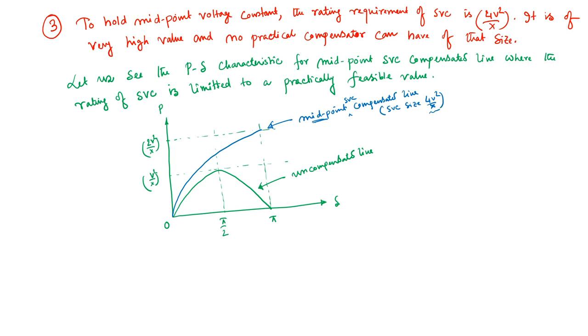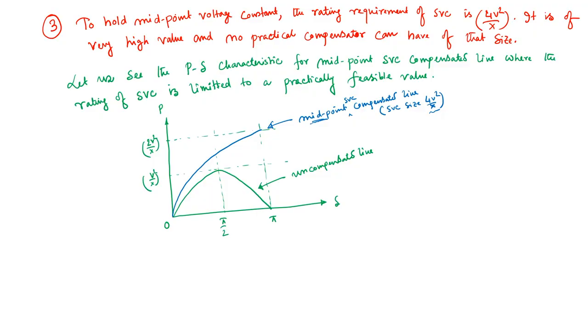Now, remember my last discussion on midpoint compensation: if we consider a practically feasible size of the SVC, then it will follow the characteristics of the midpoint SVC compensated line with unlimited size, as long as it does not reach its maximum limit, and then it will act as a fixed inductor or a fixed capacitor. Now, how would the characteristics of this midpoint compensated line be when you have a midpoint fixed reactor and a midpoint fixed capacitor? This is something you need to understand, and we need to plot. Eventually, we will derive the expression in the latter part of this lecture or the next lecture, but we can predict it right now.